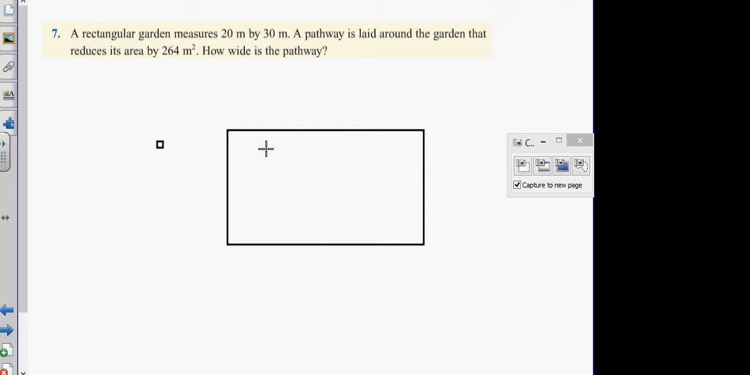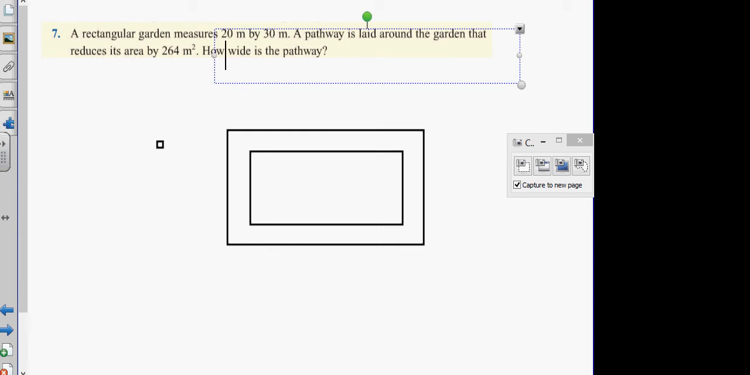So if you imagine this is the garden to begin with, and then all of a sudden you put a pathway in it, and it's now a smaller area. It used to be this big, now it's this big here. So first of all, our initial area is 20 by 30, so the initial area of the garden is 600 meters squared. A pathway is laid around the garden, so it reduces the area by 264. So 600 minus 264, anybody?